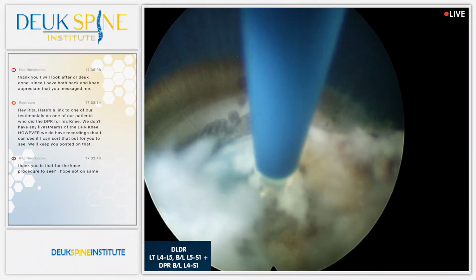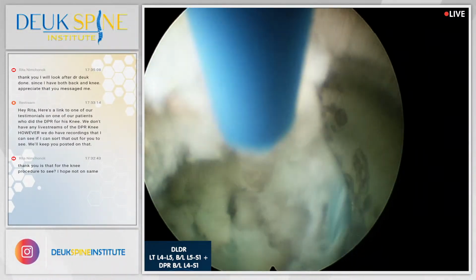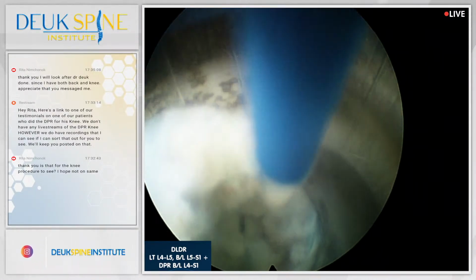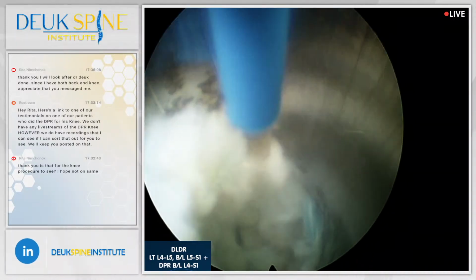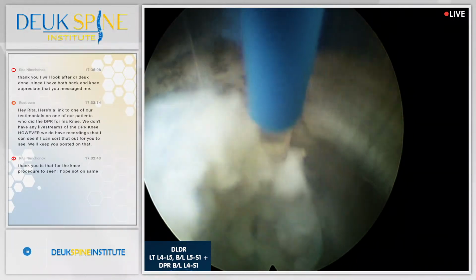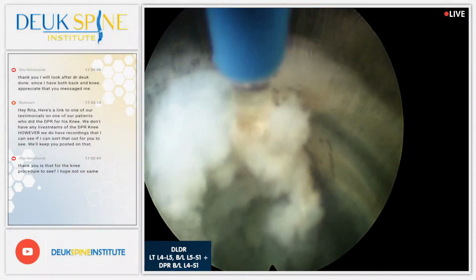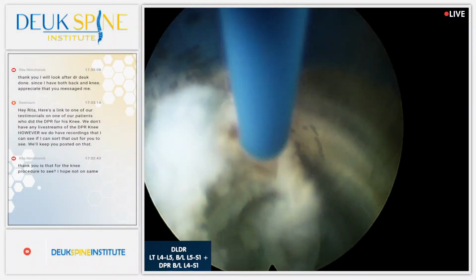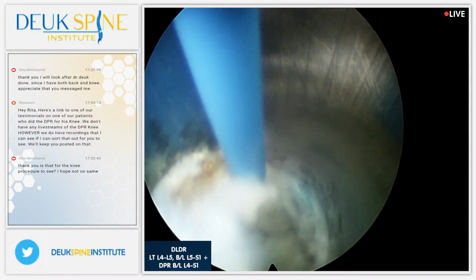Second patient has 2 herniated discs in her neck. We'll be doing cervical Deuk laser disc repair as well. We've been doing a lot of cervicals lately. We've even done a lot of thoracics. Today we did a thoracic. That patient has no more thoracic pain. And we did a thoracic yesterday, and that patient has no more thoracic pain.